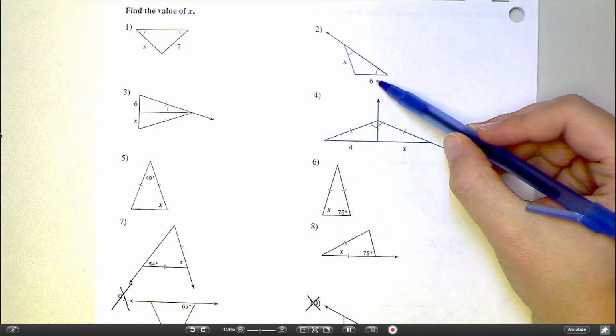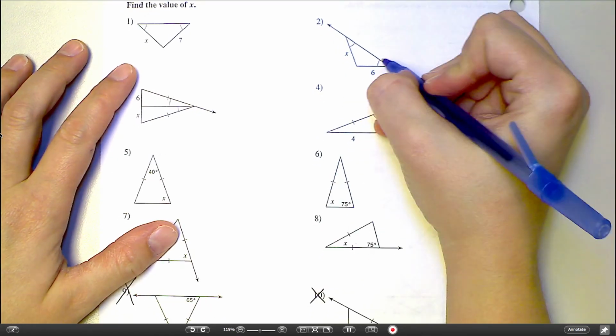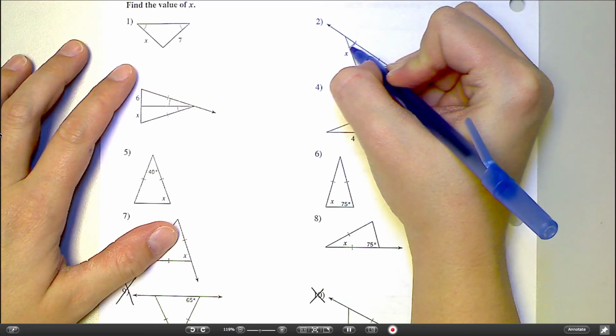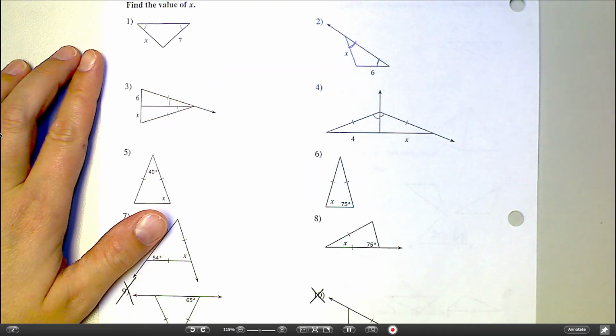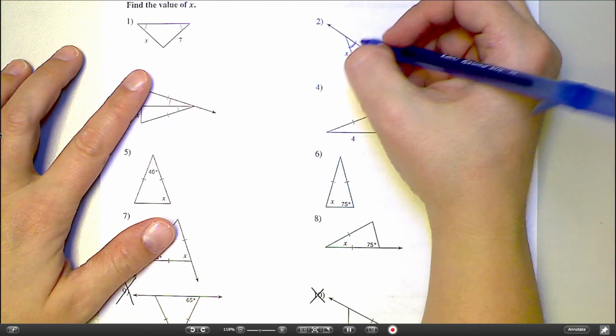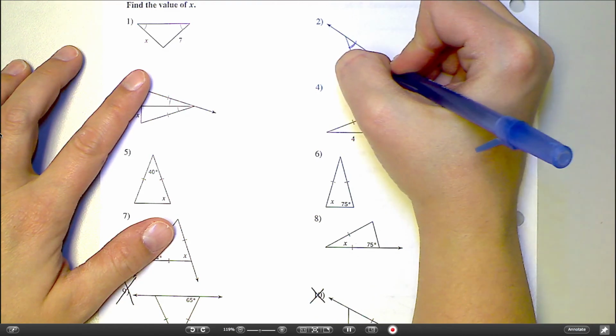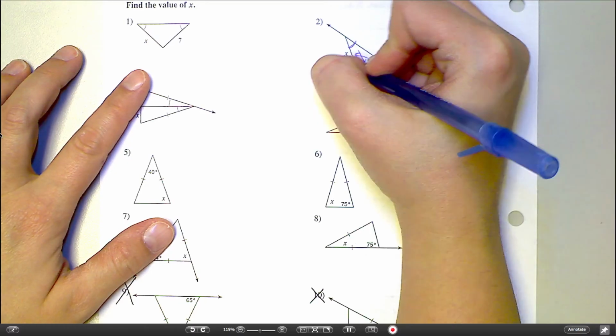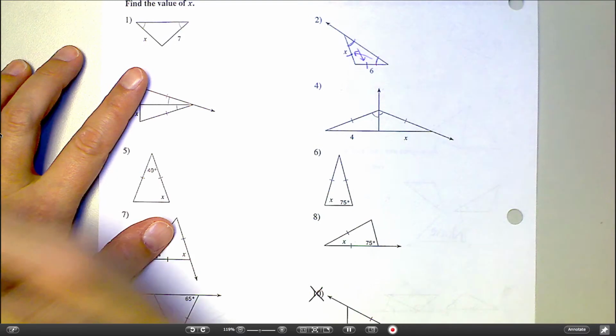Number 2. I have 2 congruent angles. If I have 2 congruent angles, what else do I know I have? 2 congruent sides across from those angles. So that means these 2 sides are congruent. So what is x? X is just 6. Good.